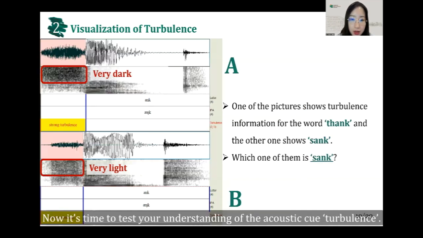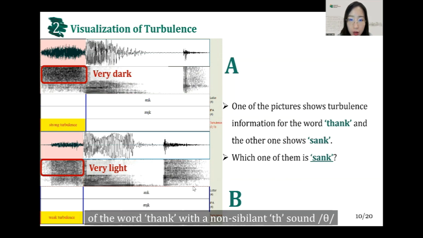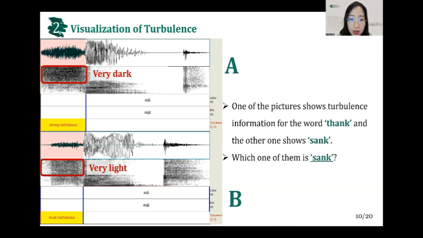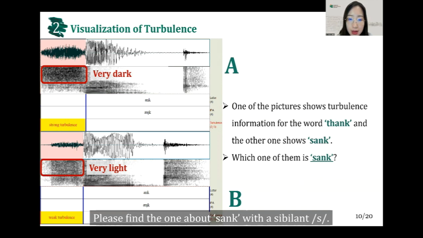Now it's time to test your understanding of the acoustic cue turbulence. One of the pictures here shows the visualized information of the word think with a non-sibilant th sound. And the other one is about the word sink with a sibilant s. Please find the one about sink with a sibilant s.